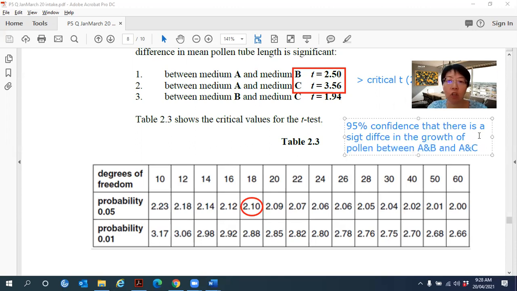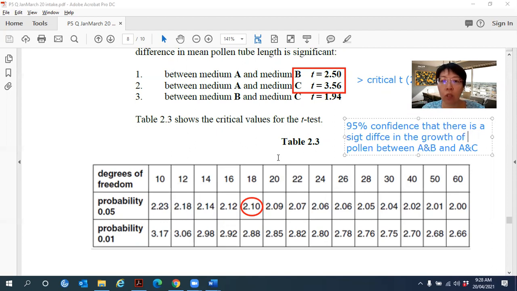Now we don't give a mark for rejecting the null hypothesis, because there is nothing in the passage or question that asks you to state the null hypothesis. So you don't have to say reject the null hypothesis, because there's no mark given here. Unless you're asked to write it, then you can write reject the null hypothesis.